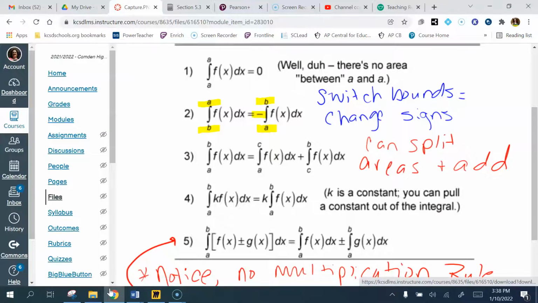If your upper bound and your lower bound are the same, then of course the area is 0. There's nothing under there if the bounds are the same.